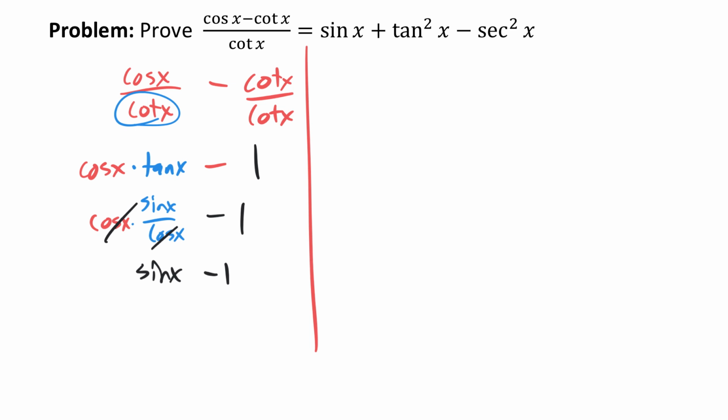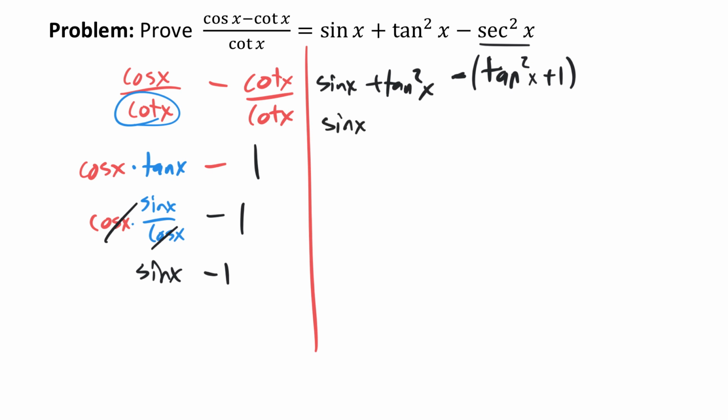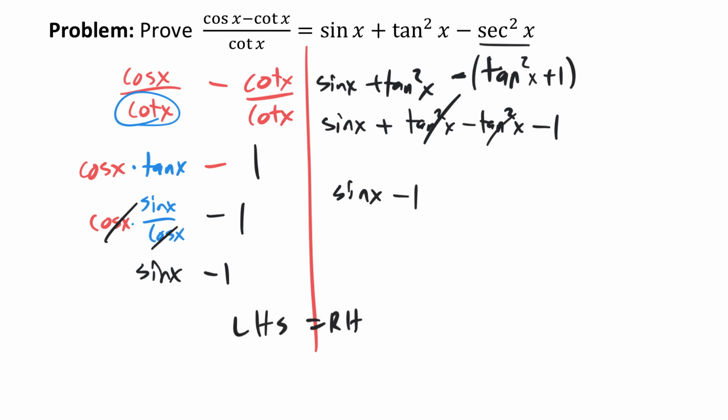Now on the right side, well, remember we have an identity for secant squared. It's going to be tan squared x plus 1. And that'll be all in brackets, so we have to subtract it. Sine x plus tan squared x. So that gives us sine x plus tan squared x minus tan squared x minus 1. And then we're left with sine x minus 1. All right, left-hand side equals right-hand side.